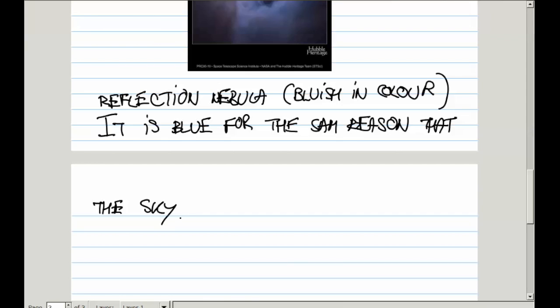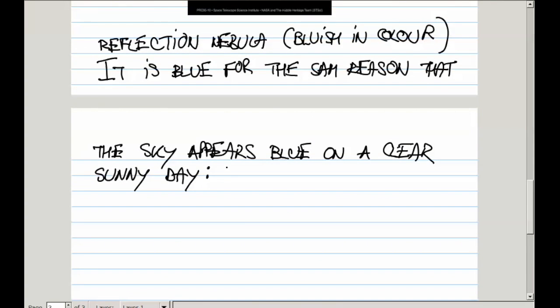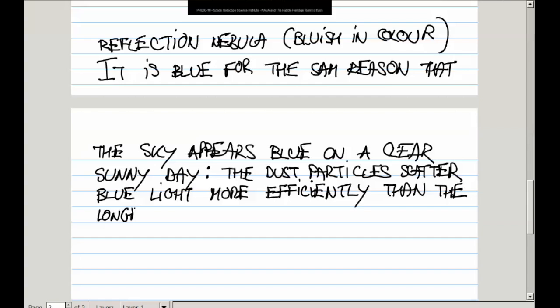Its color is blue for the same reason that our sky here on Earth appears blue on a clear and sunny day. Remember I said that these clouds consist of gas, which is about 75%, three quarters hydrogen, and the rest, the remaining 25%, is helium and dust, small solid particles, which are usually compounds of carbon with silicon and oxygen. Okay?